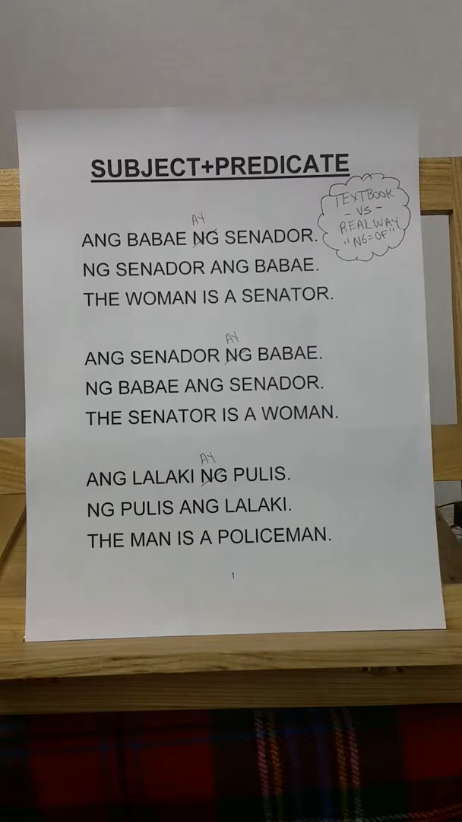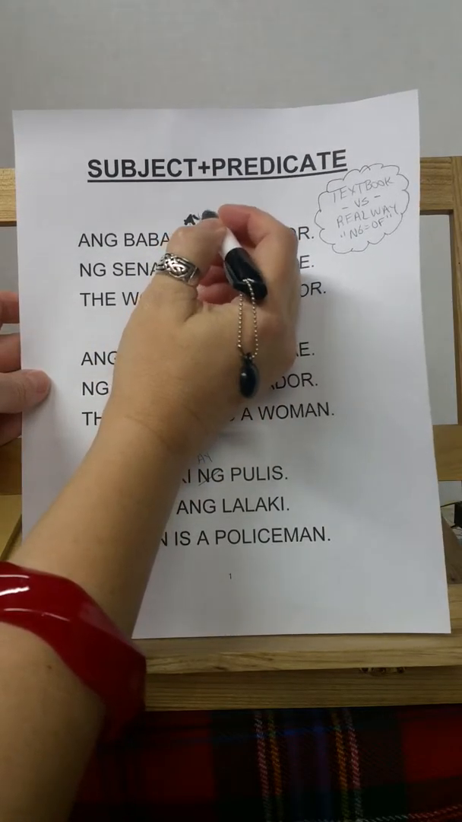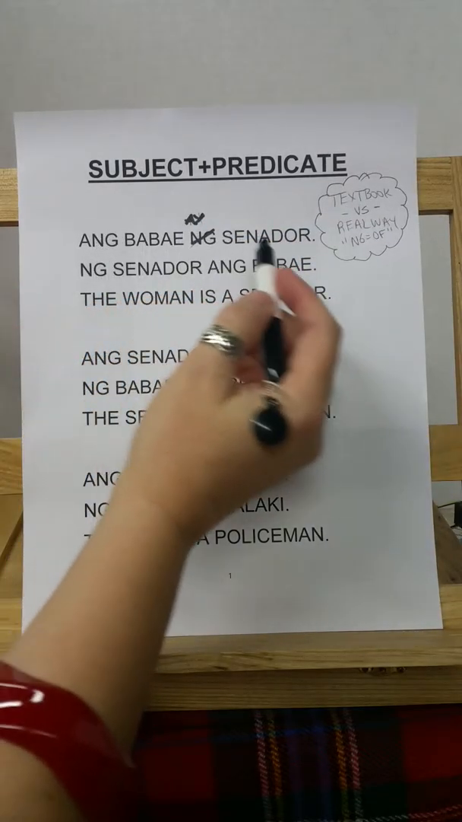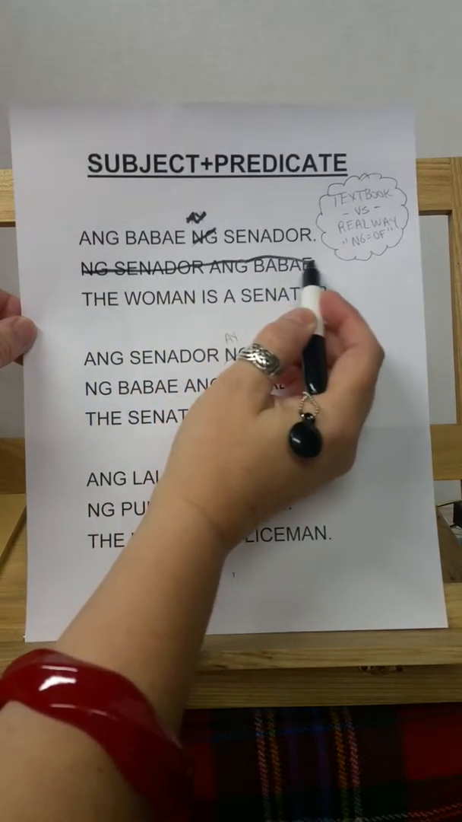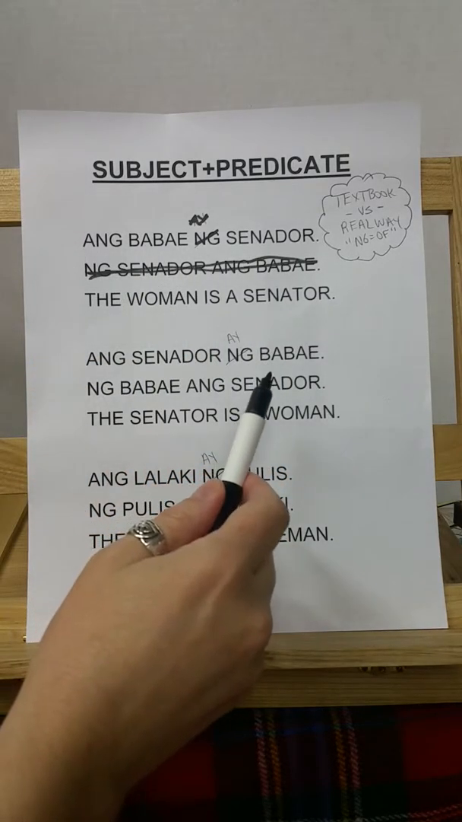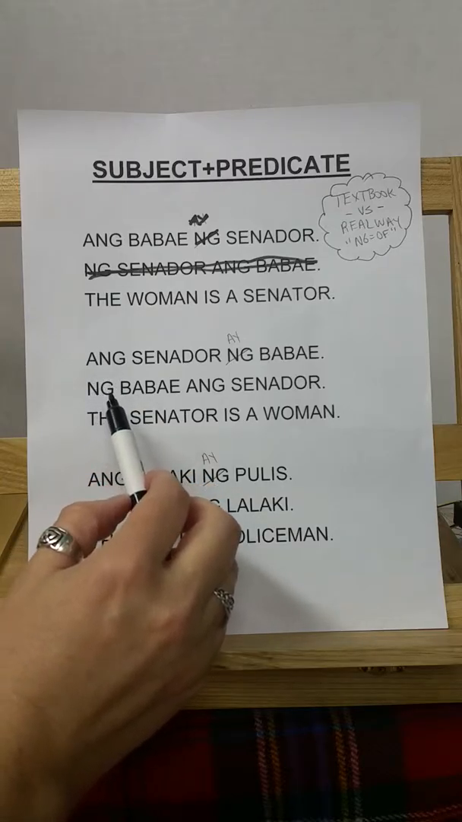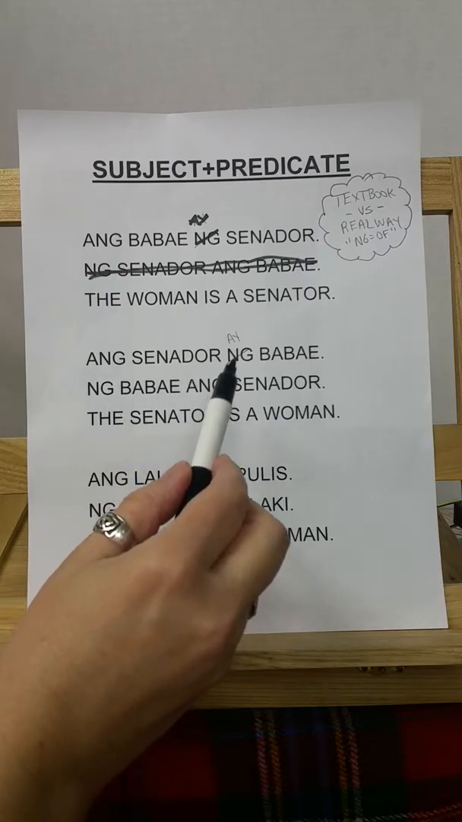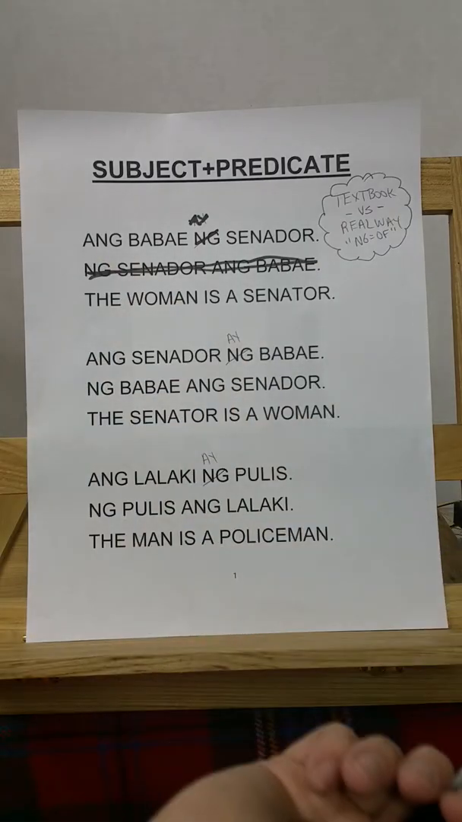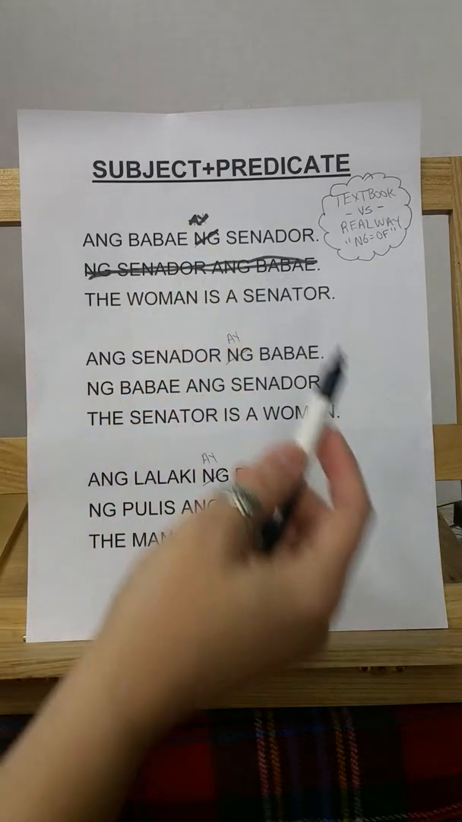So, that being said, the woman, ang babae, ay, senador. The woman is a senator. And this, we're just going to take off. Because the way the textbook brings it out is no matter which order you put it, the ang word is the focus, and the ng word would be the predicate, explaining the focus. So we're going to do it the real way, or the way that common people in the Philippines speak Tagalog. So, ang babae, ay, senador.